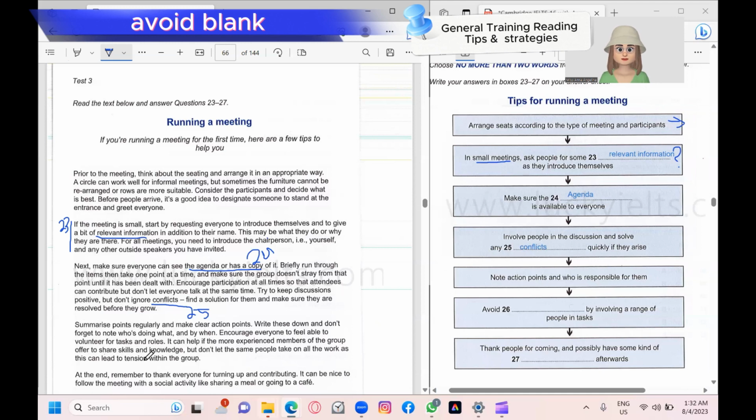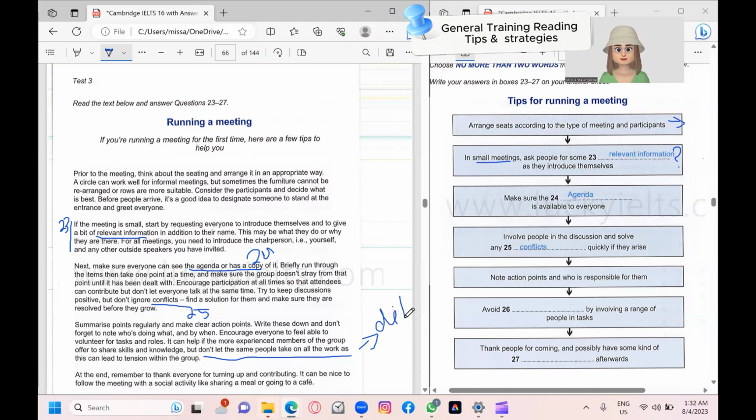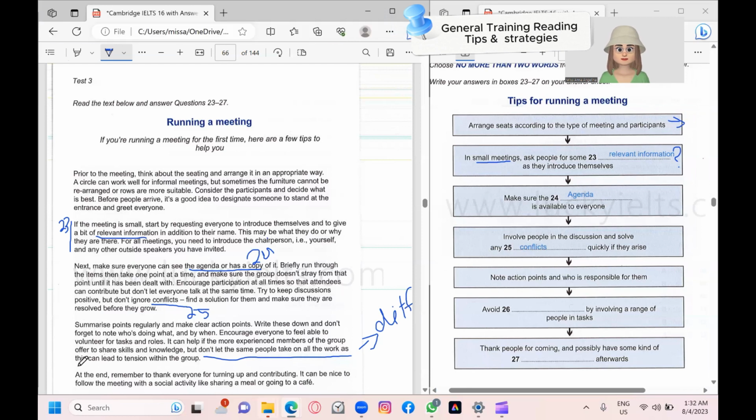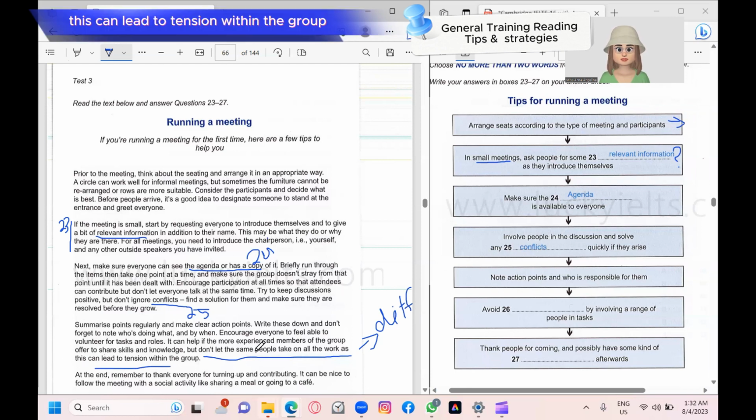Avoid blank by making people participate in different tasks. This line says, don't let the same people take all the work. Involve them in a different range of work. Don't give them the same task. This can lead to tension within the group. If you give them the same task, you will have tension. If you give them a variety of tasks, you will not have tension. Please understand this.